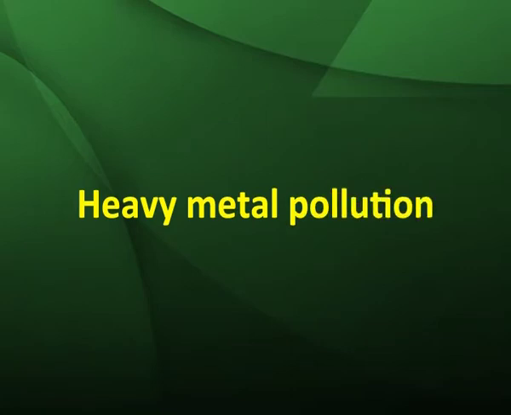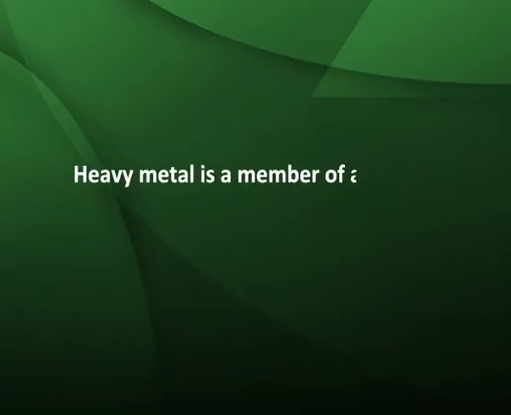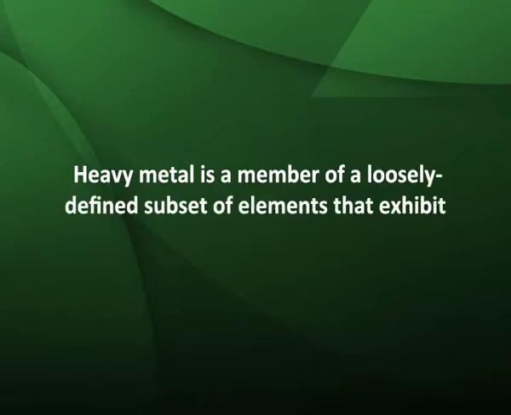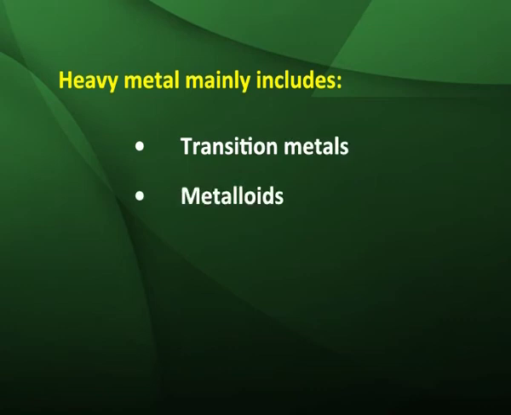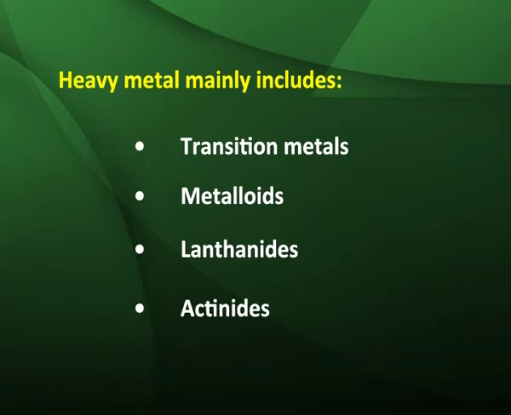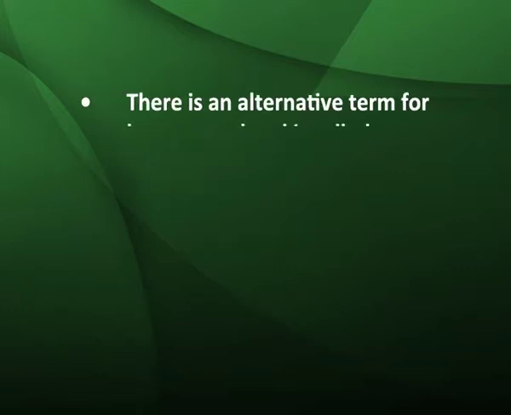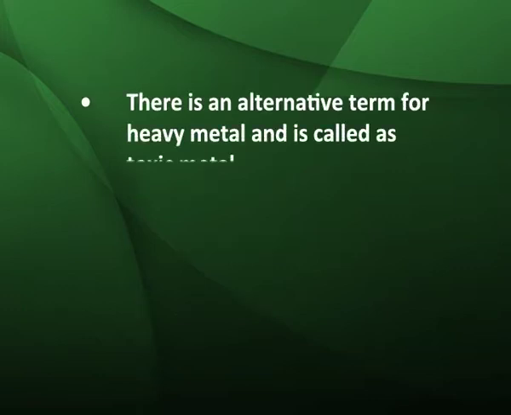Let us talk about heavy metal pollution now. Heavy metal is a member of a loosely defined subset of elements that exhibit metallic properties. It mainly includes the transition metals, some metalloids, lanthanides, and actinides. An alternative term for heavy metal is toxic metal.